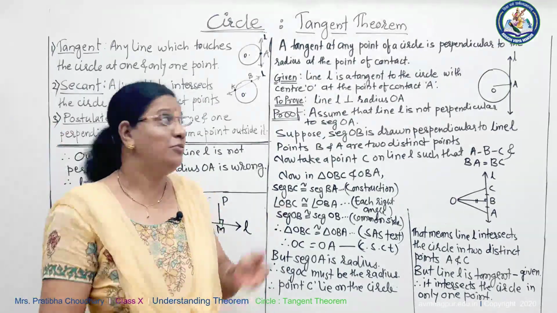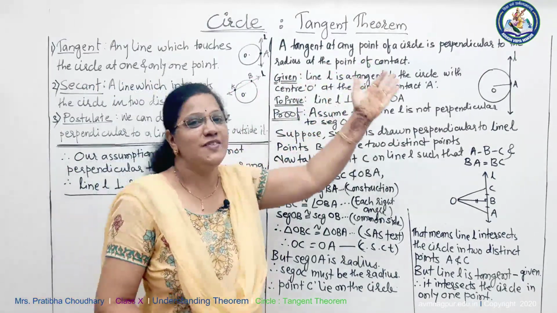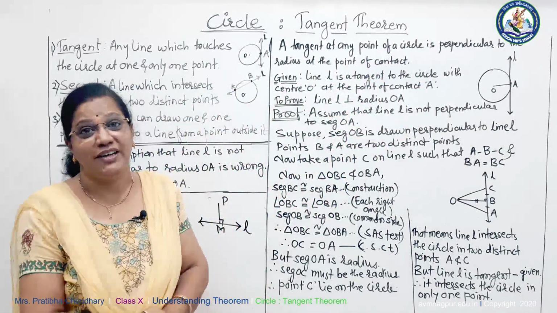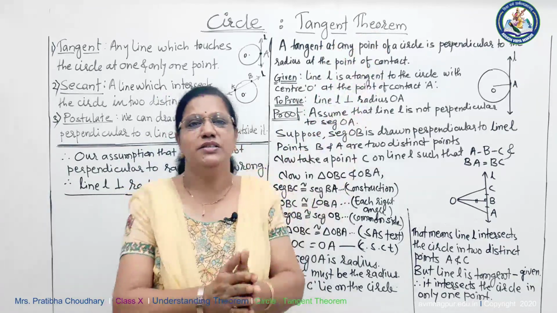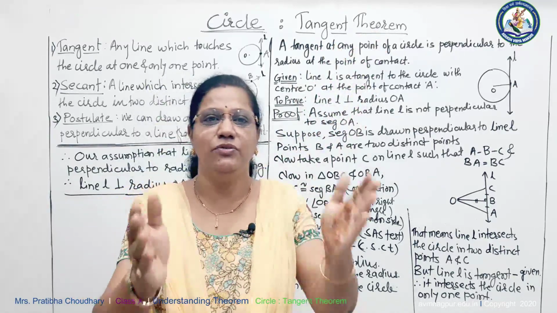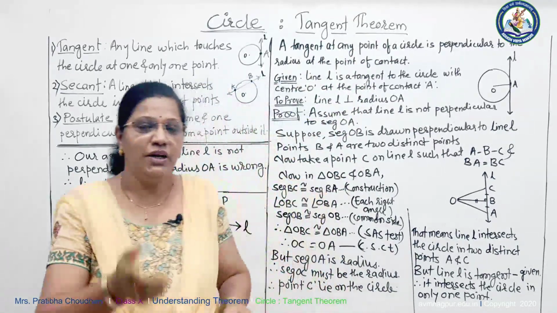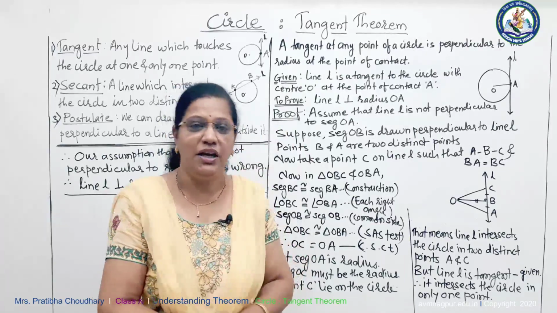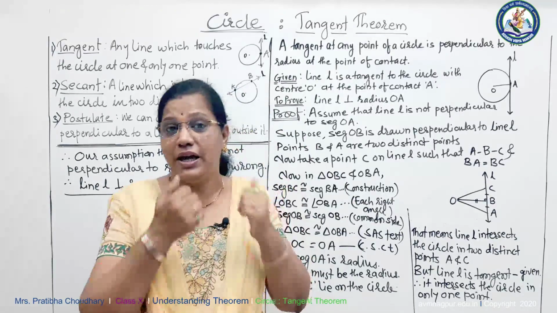Now come to the theorem. A tangent at any point of a circle is perpendicular to the radius at the point of contact. This is called the tangent theorem. In short, the radius is perpendicular to the tangent at the point of contact. This we need to prove here. See, while proving anything, we have two methods. One is the direct method and the other is the indirect method. We usually use the direct method.